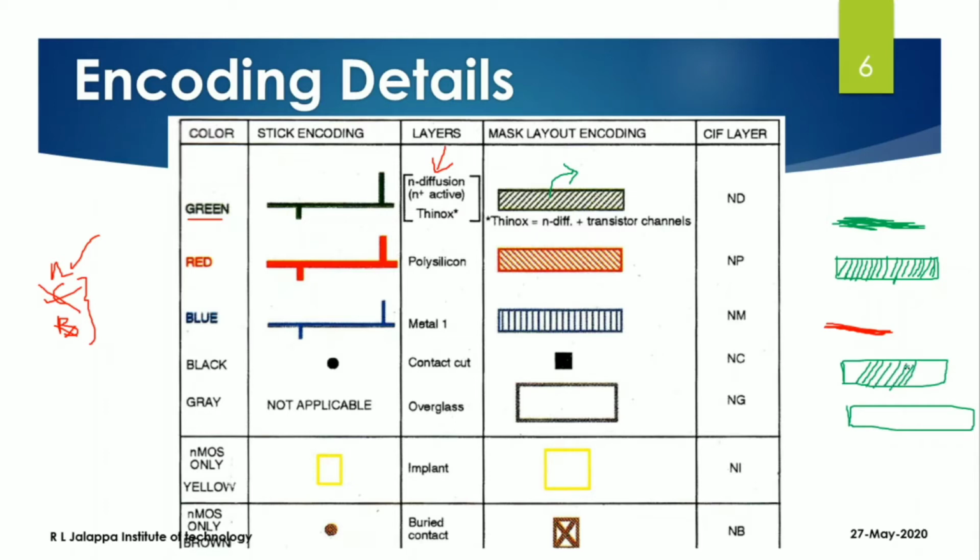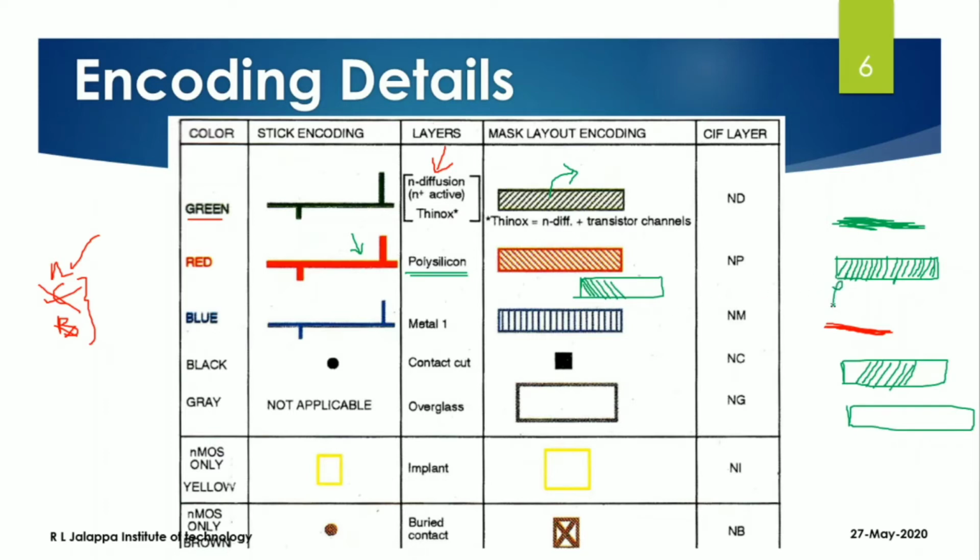Similarly, you have the polysilicon, which is red in color, and a red stick represents polysilicon. For polysilicon, you write a rectangular structure. Within that, you write a backward slash.